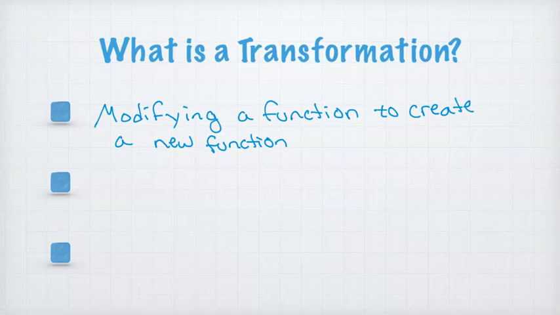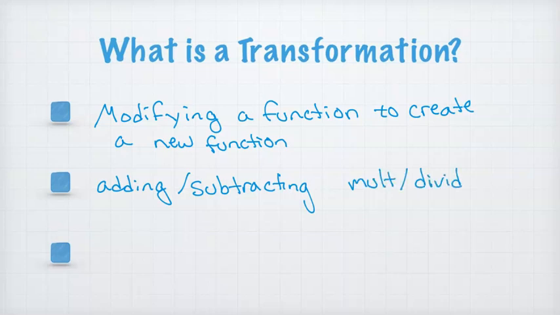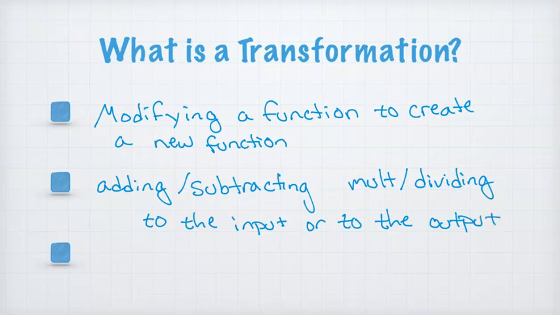All right, and when we are modifying, we do this by adding or subtracting, or multiplying, dividing. Okay, and we are doing this addition, subtraction, multiplying, dividing either to the input or to the output. Okay, so once we're messing with the input or the output, and depending on how we mess with it, it's going to determine how this function moves around.